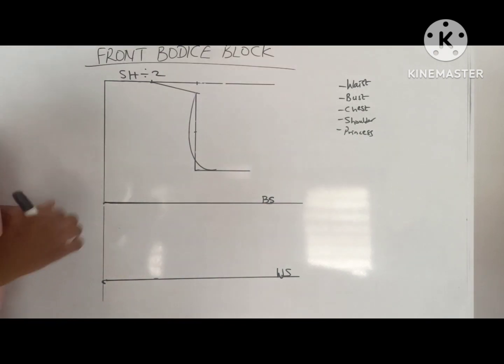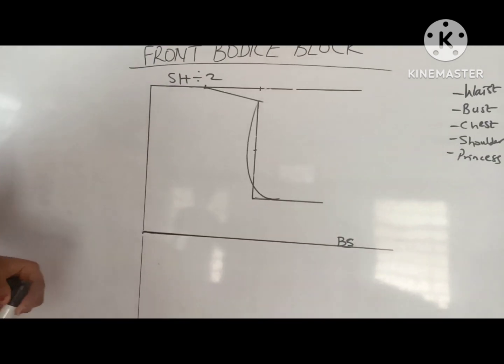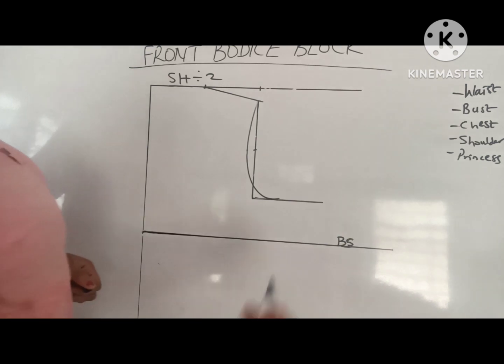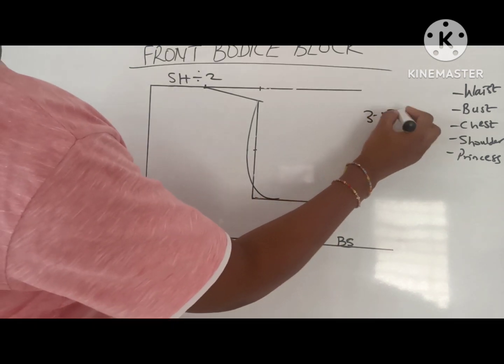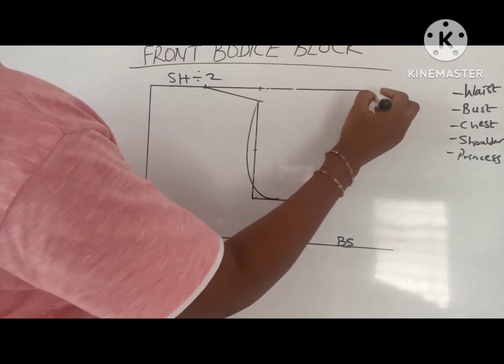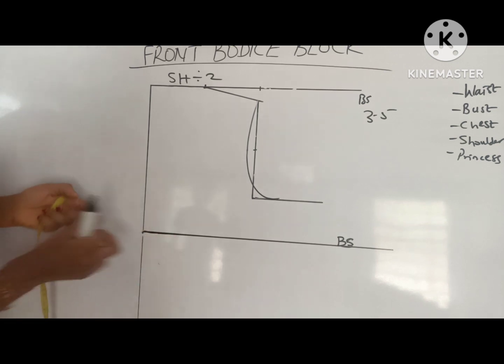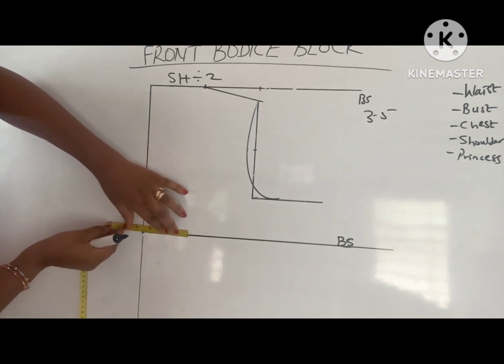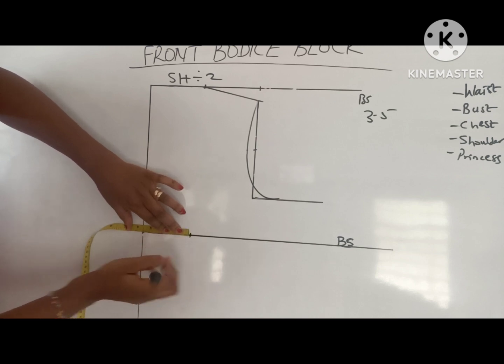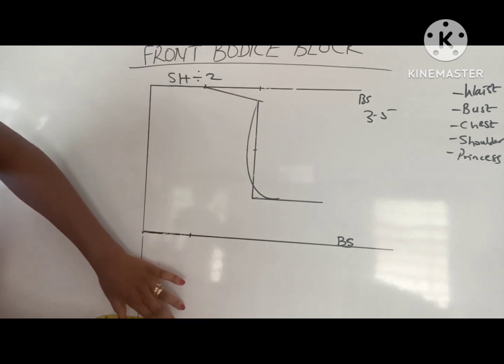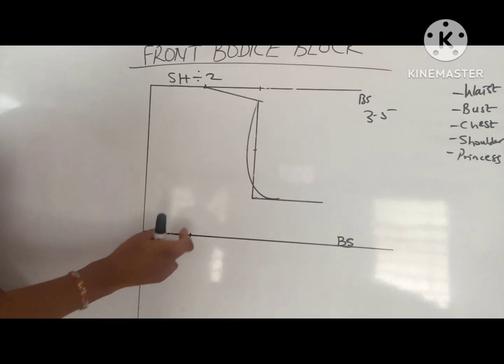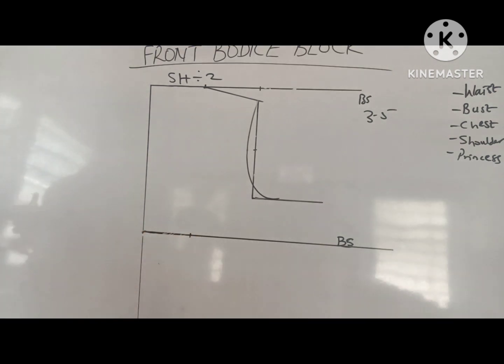So the first dart we want to look at is the waist dart. To add the waist dart, you will need the bust span measurement, which is the nipple to nipple measurement, half of it. So for this example, the bust span measurement is 3.5. Okay, so on this bust line, you will input the 3.5 like this, and also mark it on the waistline. And then you use a long ruler to connect both lines together.